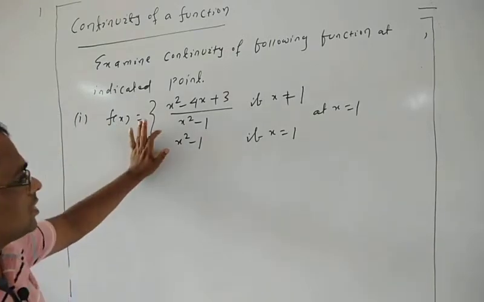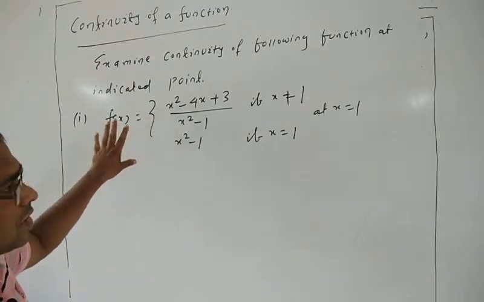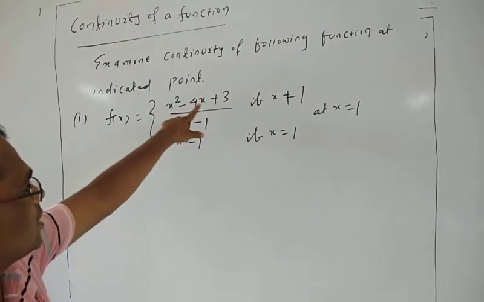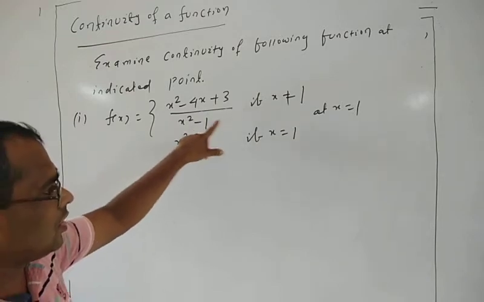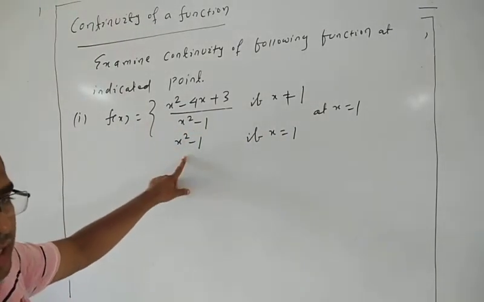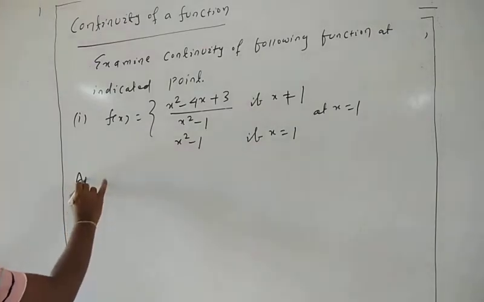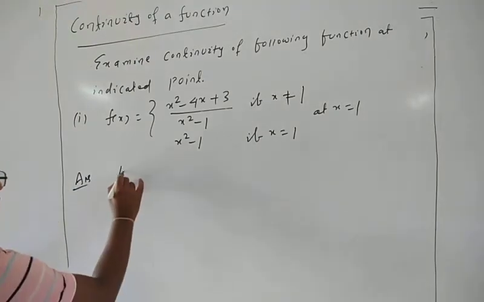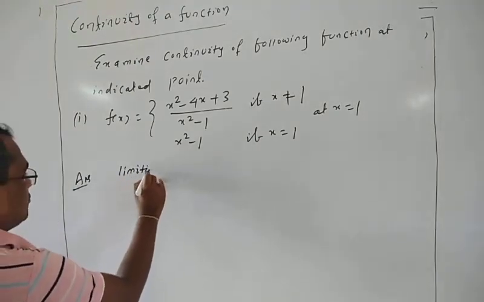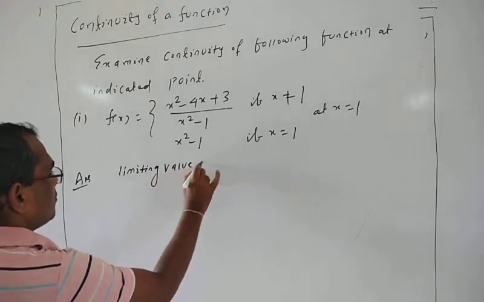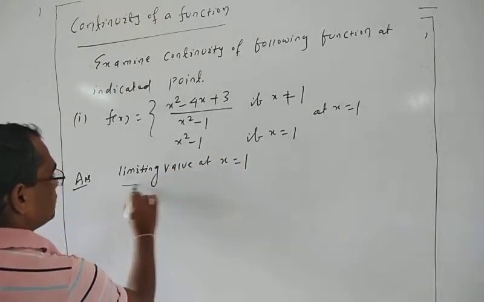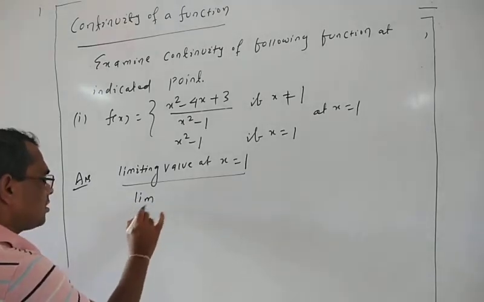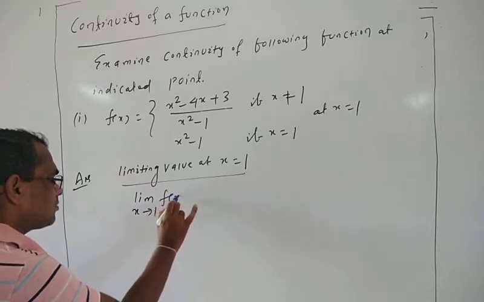Here, if x is not equal to 1, then f(x) is equal to (x square minus 4x plus 3) by (x square minus 1). If x is equal to 1, then f(x) equal to x square minus 1. Answer. First, we find the limiting value at x is equal to 1. So limiting value at x is equal to 1 means you have to write limit x tends to 1 of f(x).